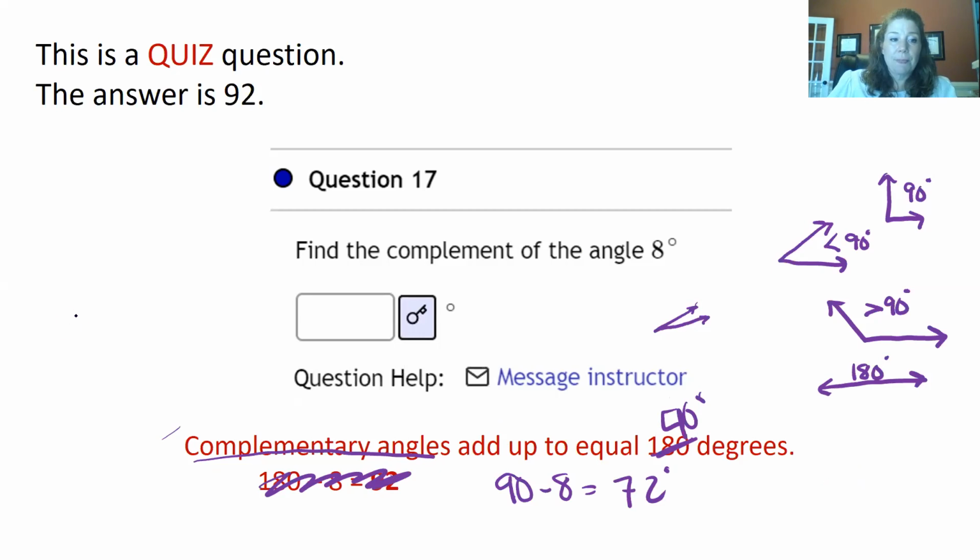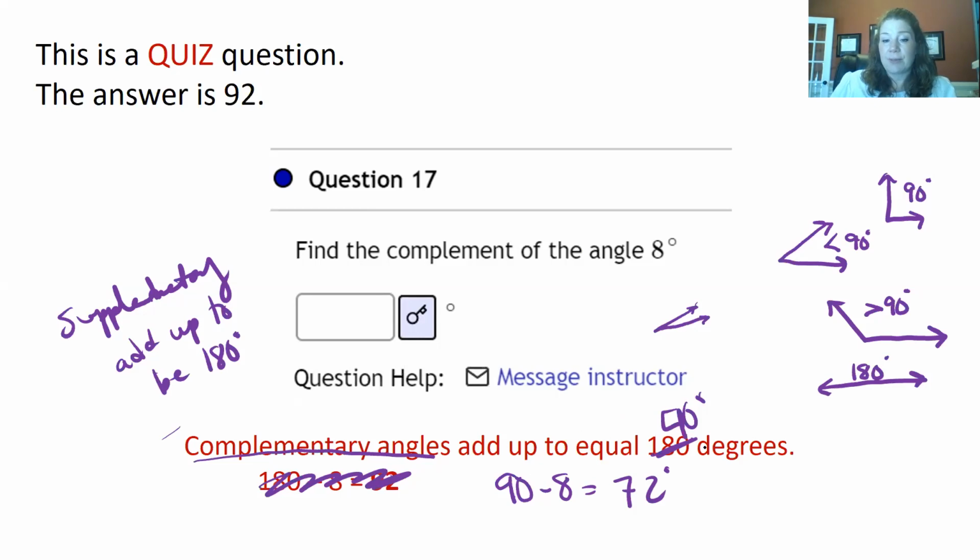Supplementary angles add up to be 180. Complementary angles add up to be 90. So for this particular question, the complement of an 8-degree angle would be a 72-degree angle. 72 plus 8 equals 90. So that's the answer. If you get a question about supplementary angles, the two angles would add up to be 180 degrees. So like I said, I only saw that once.